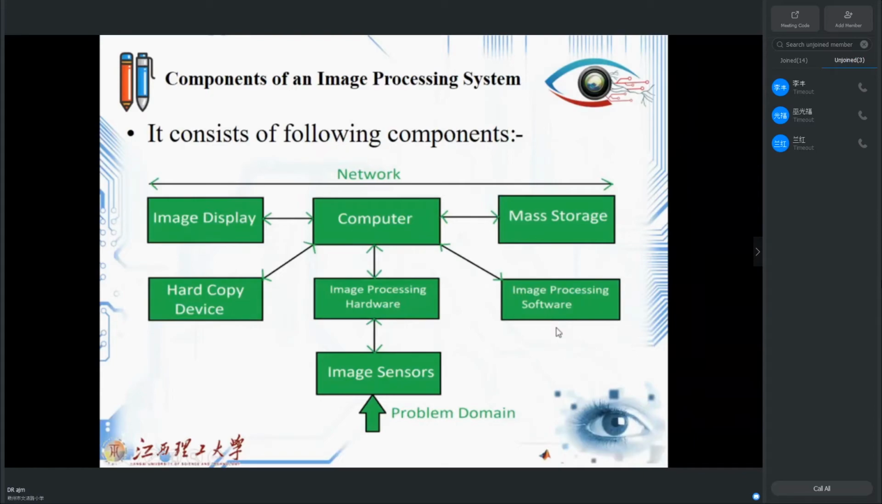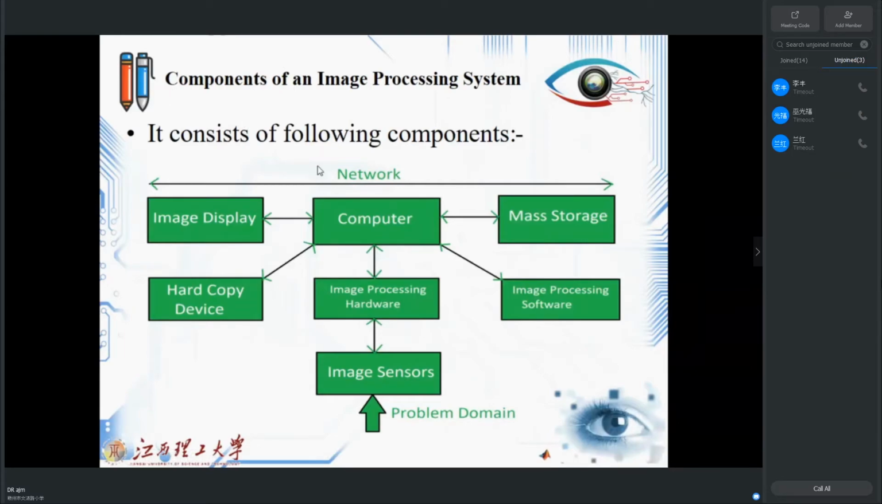Then it can be a camera, maybe your mobile cell phone, maybe your MRI system, maybe some CCTV camera, and any other image processing system.